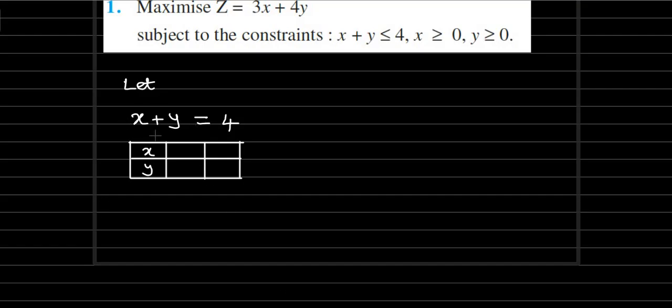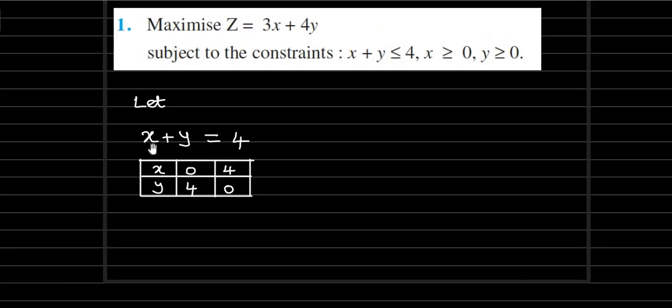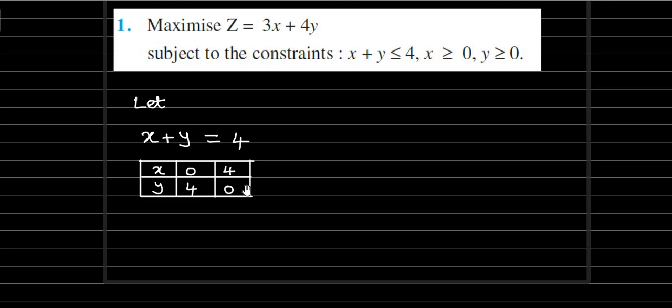If x equal to 0, what is the y value that we get? If x is 0, if you substitute in this, 0 plus y equal to 4, then y equal to 4. If x is 0, y value is 4. If y is 0, what will be the x value? X will be 4. So we have 2 points now to draw this particular equation x plus y equal to 4. First point is (0, 4) and second point is (4, 0).